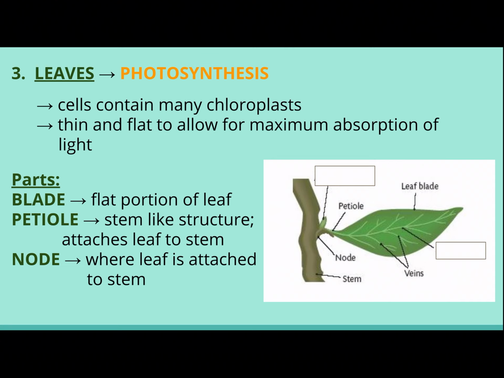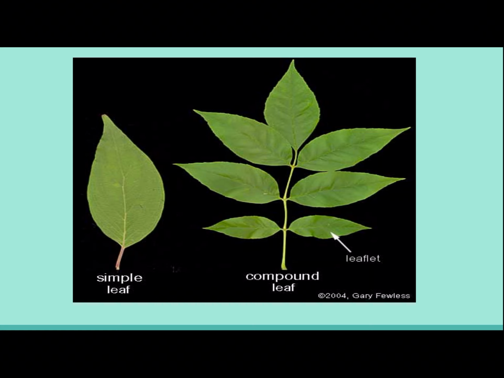If you remember, the leaf had different parts to it. They had the blade, which is the flat portion of the leaf. You have the petiole, which is the stem-like structure that attaches the leaf to the stems of the plants. And then you have the node, which is the little notch where the leaf is attached to the stem. But today we're going to do an in-depth study of leaves. There's a lot of information when it comes to leaves, and because leaves are the site of photosynthesis in plants, it's very important that we take a look at them.